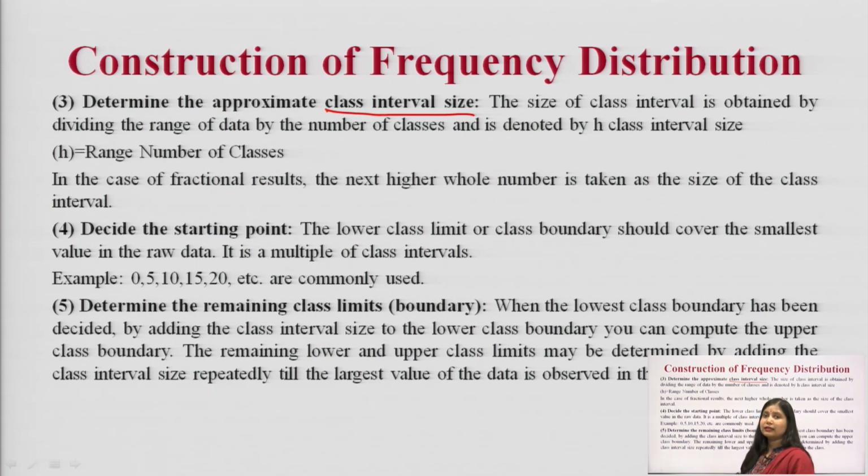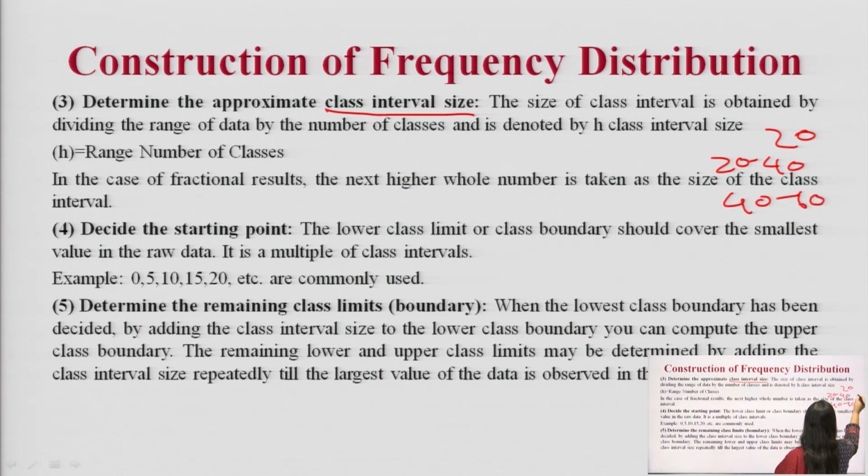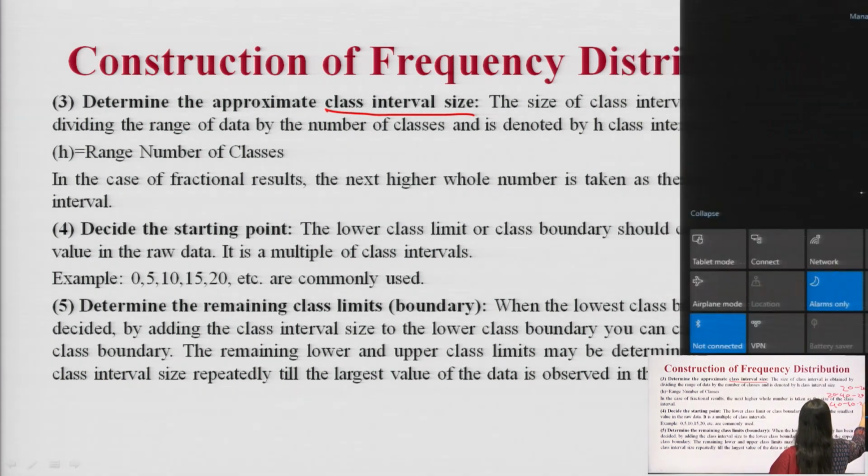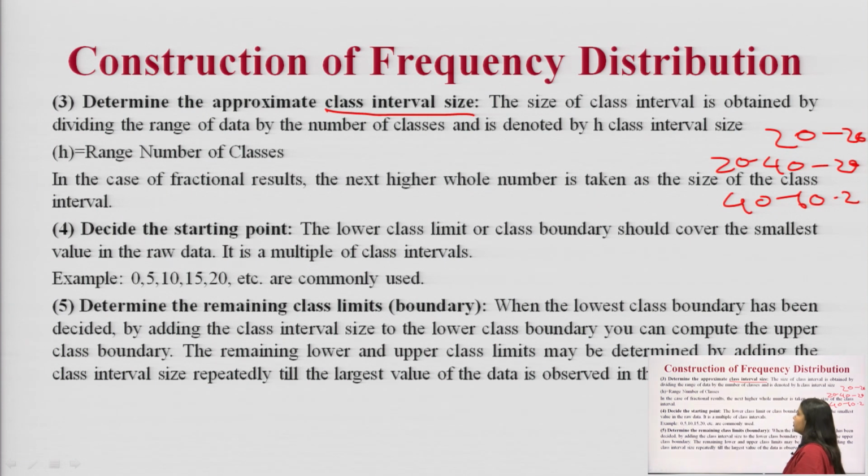Suppose you are dividing the age group, and you have taken the age groups like below 20, then 20 to 40, then 40 to 60. So, 20 is your class interval. The difference between 20 and 40 is 20, and the difference between 40 and 60 is 20. So, you have to determine the approximate class interval size.